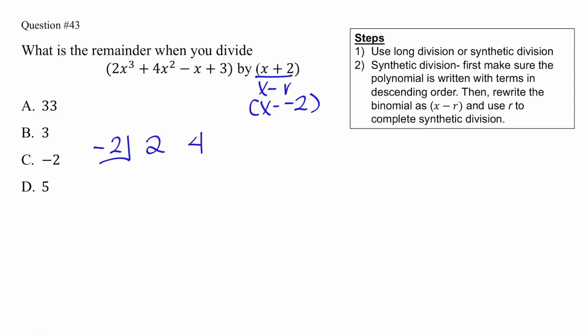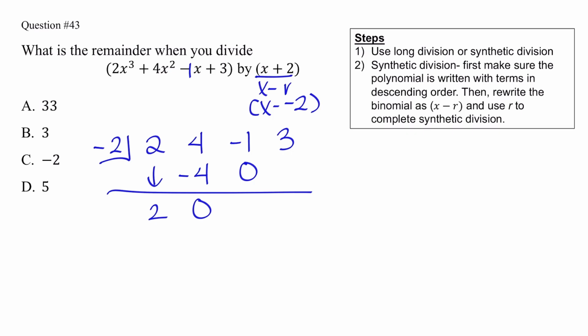So I have 2, 4. This is going to be -1 and 3. So let's bring down this 2. 2 times -2 is -4. 4 and -4 is 0. 0 times -2 is 0, so -1 plus 0 is -1. -1 times -2 is positive 2, so 3 plus 2 is going to give me 5. Okay, so that is answer choice D.